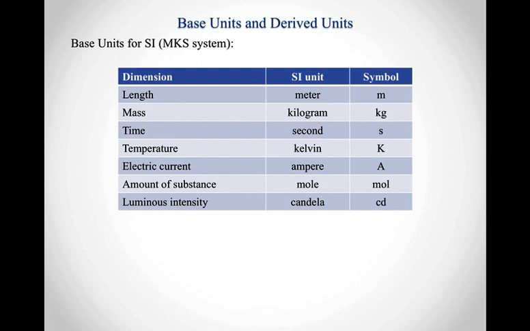time. So in the SI system, the base unit for length is the meter. The base unit for mass is the kilogram. The base unit for time is the second. So there's your MKS, meter, kilogram, second system. Okay? Temperature, the base unit for that is Kelvin, even though we'll often work in centigrade or Celsius. But we know how to convert from Kelvin to Celsius.